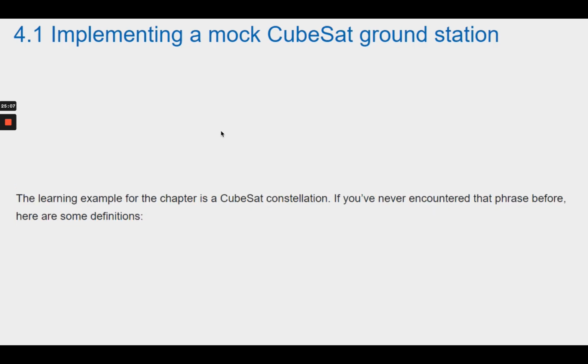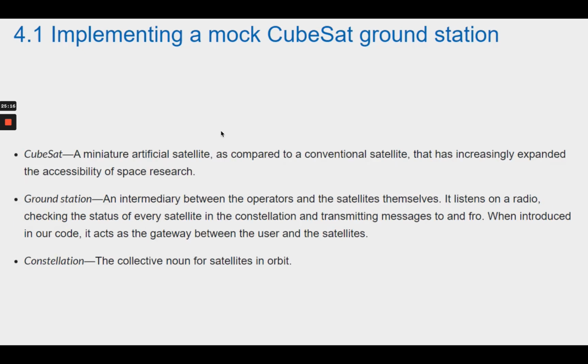The learning example for the chapter is a CubeSat constellation. If you've never encountered that phrase before, here are some definitions. CubeSat: a miniature artificial satellite, as compared to a conventional satellite, that has increasingly expanded the accessibility of space research. Ground station: an intermediary between the operators and the satellites themselves. It listens on a radio, checking the status of every satellite in the constellation and transmitting messages to and fro. When introduced in our code, it acts as the gateway between the user and the satellites. Constellation: the collective noun for satellites in orbit.